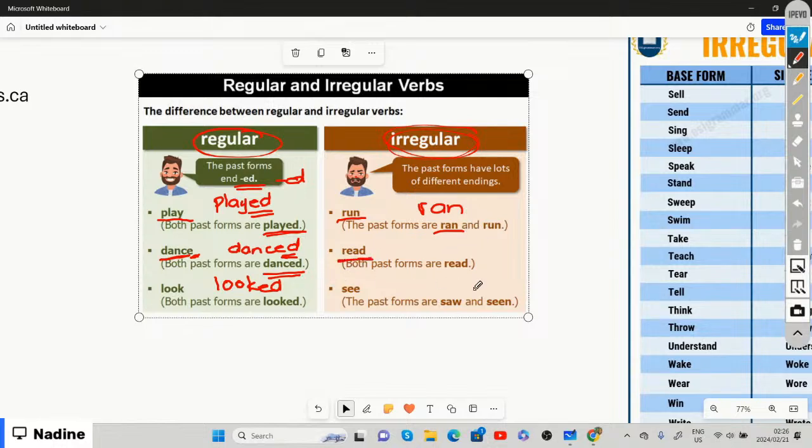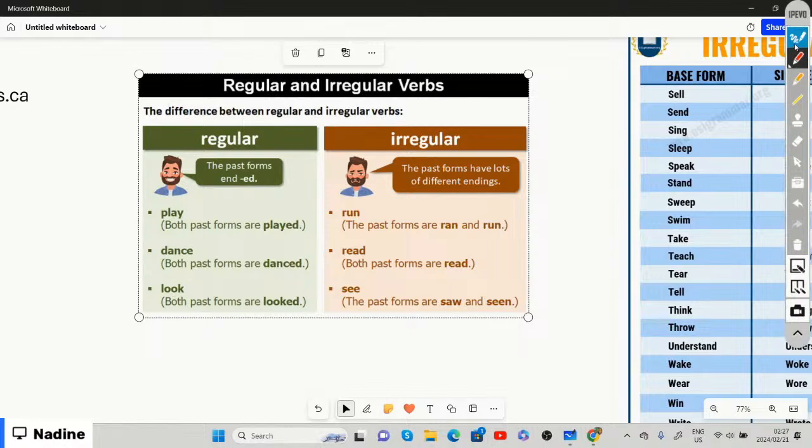Read, right? When it comes to read, the word basically stays the same. It's just the pronunciation of the word that changes, because we say, I read a book today. Yesterday, I read a book, right? So the pronunciation of the word changes, but the spelling stays the same. I see something. Yesterday, I saw something, or I have seen something, right? So that is a difference between a regular past tense and an irregular past tense, right?